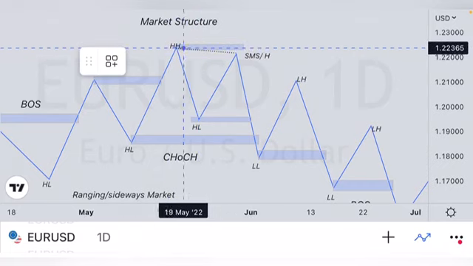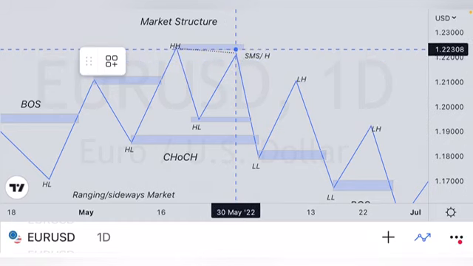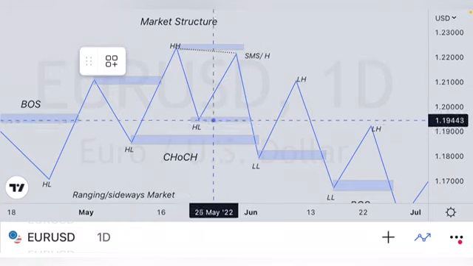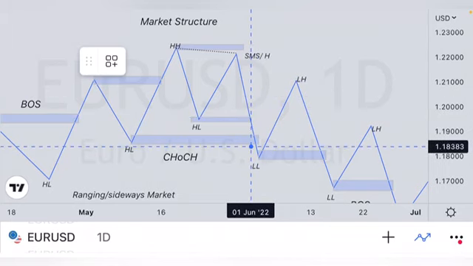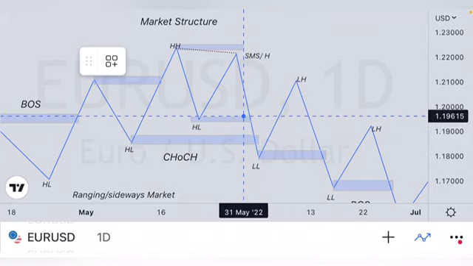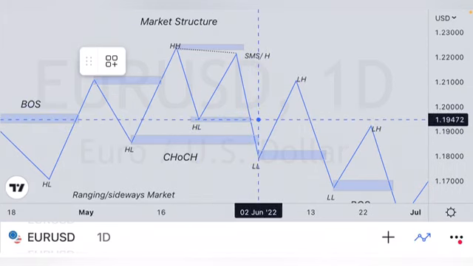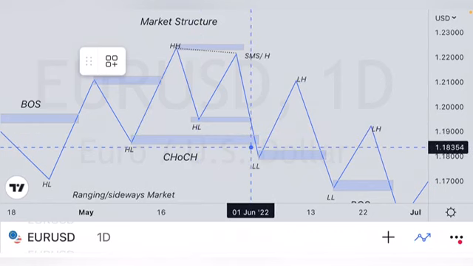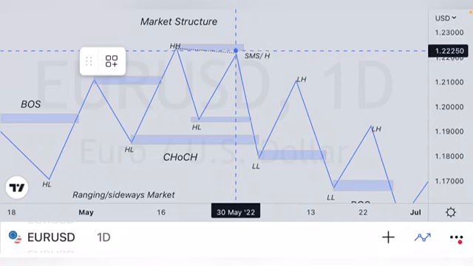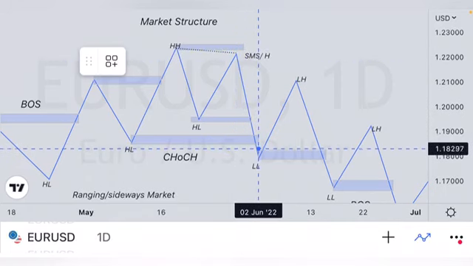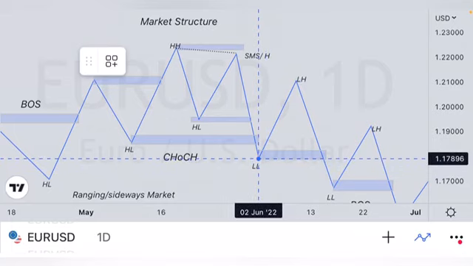So what you need to do is to draw your line, then wait for it to break the previous higher low. Understand? Once it breaks the previous higher low, that's when you consider that the market is now on a bearish trend. You can see how I drew this. It broke the first one and also broke the second one. That's the way it normally does. So once it breaks the previous higher lows, then it gives you a lower low.